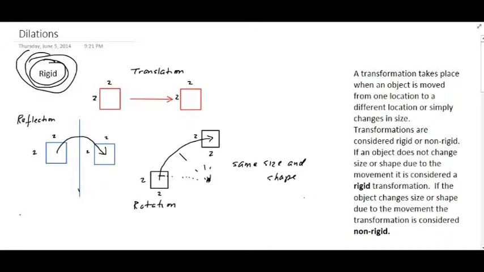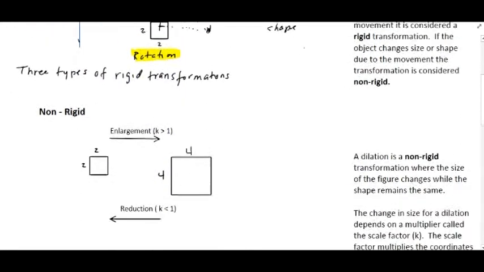Now, there is one example of a non-rigid transformation that we'll be looking at today, and it is called a dilation. So it's important when looking at transformations that you understand there are three types of transformations that are rigid: reflections, translations, and rotations. And then the one lone non-rigid transformation that you'll be studying will be called a dilation. And a dilation is where the size will change, but the shape will not change. So let's see if we can look at an example of a dilation.